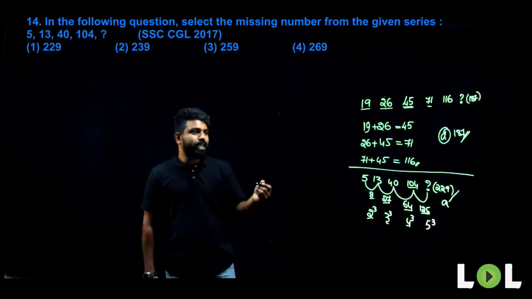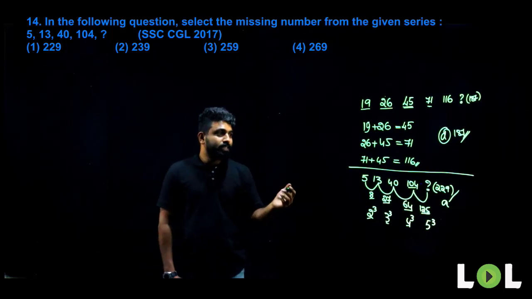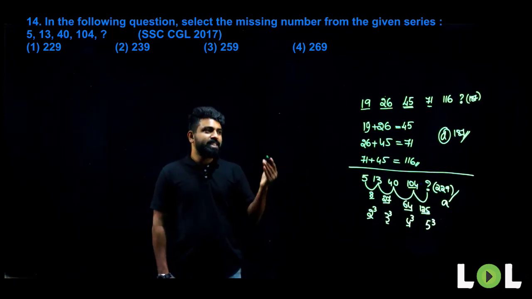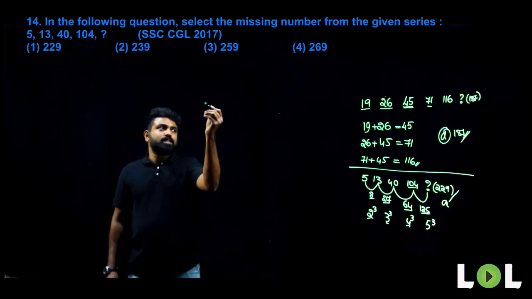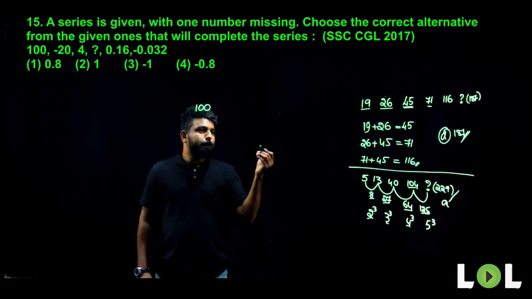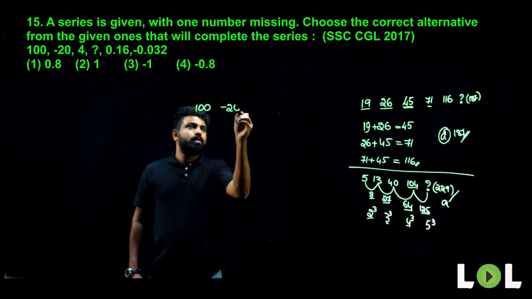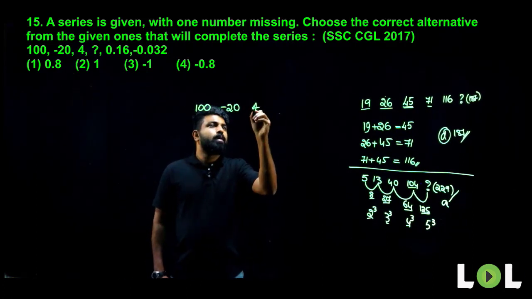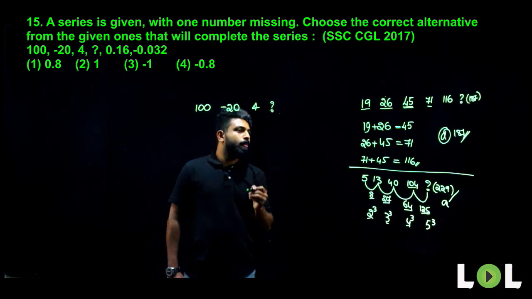What is our next question? The next question goes like this. This is also from SSC CGL. This is also a question on missing terms. So my question goes like this. 100, then there is minus 20, then there is 4, and then a question mark.